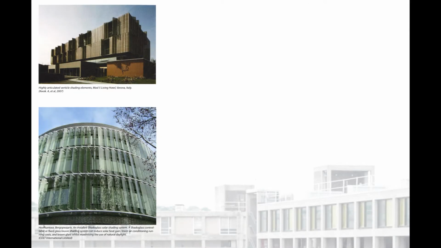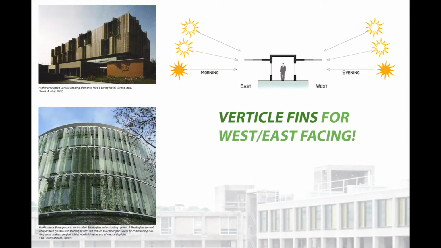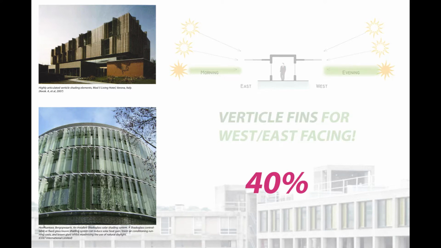Vertical fins are best used on west and east facing facades where it is exposed to low angle sun, in which horizontal overhangs are made redundant. They reduce glare and solar gain as well as providing ventilation up the walls. Research shows that vertical fins at fixed angles can reduce solar radiation by 40% in a summer day.